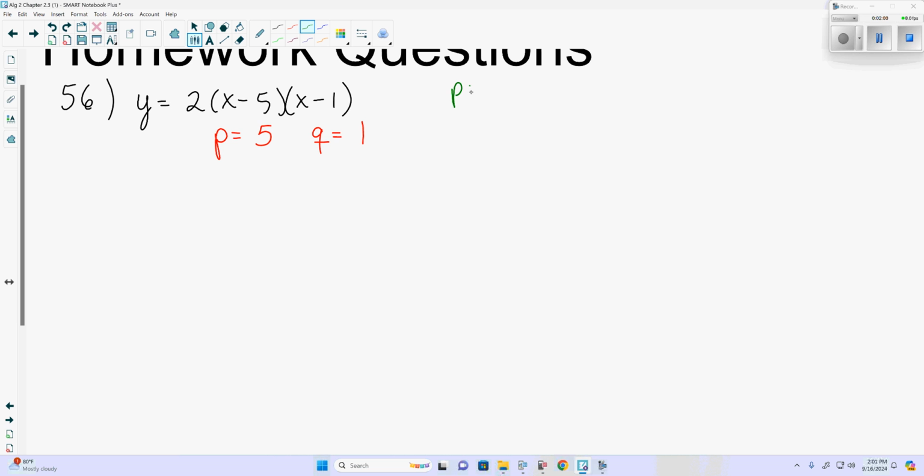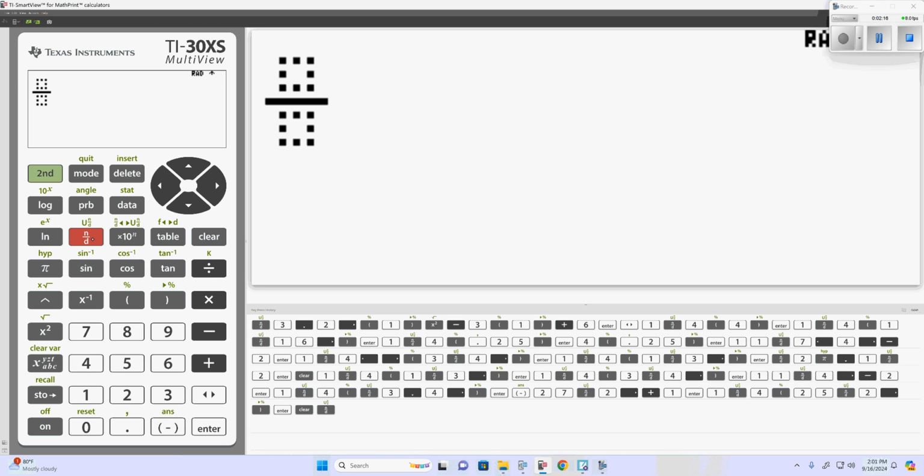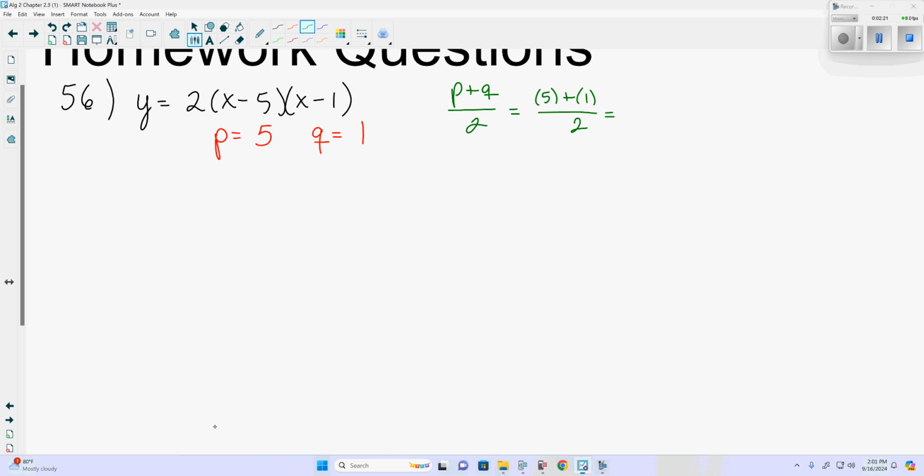For the vertex, I need to calculate P plus Q over 2. So for us here, we'd have 5 plus 1 over 2. Now we can do this by hand, we can do it in the calculator. Well, 5 plus 1 over 2 is 3. And the other part of this, because that gives us half the vertex, because the vertex is P plus Q over 2, comma F of P plus Q over 2. We just take that value and plug it back in.